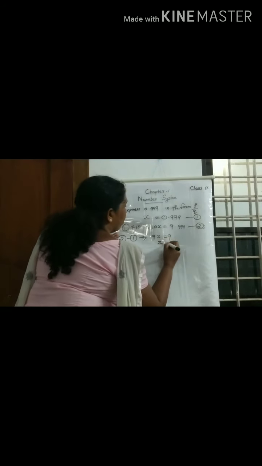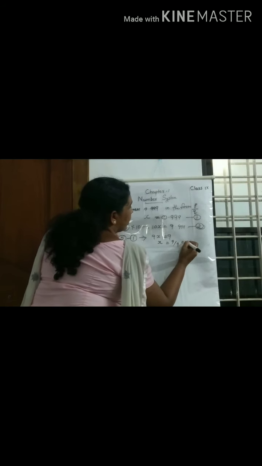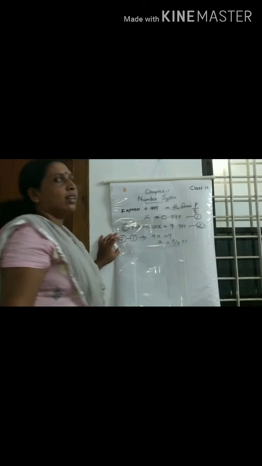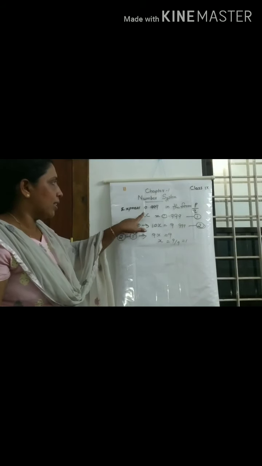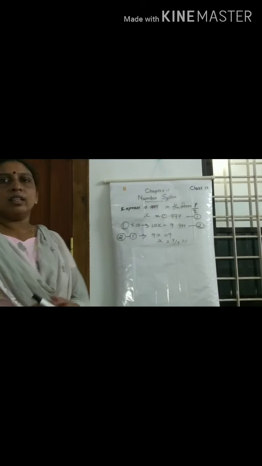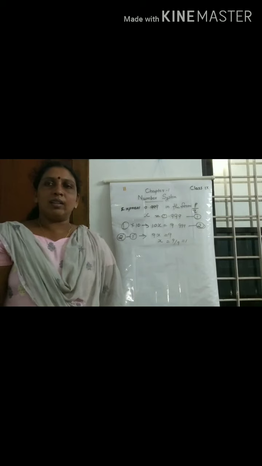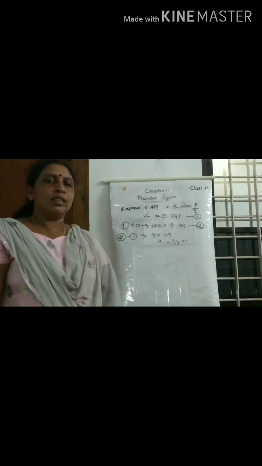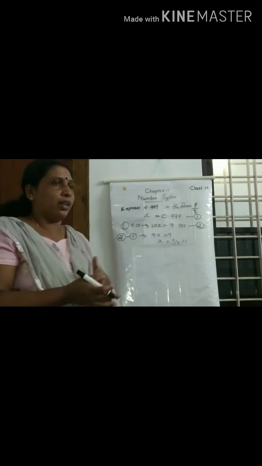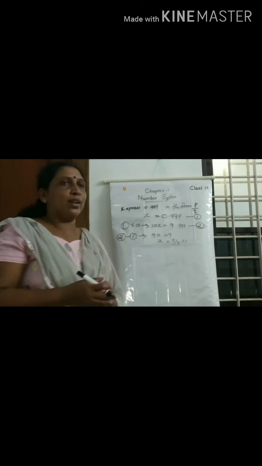Then we can find the value of x. 9 by 9, what is it? 1. Then our question is x is equal to 0.99. Then what we get? x is equal to 1. Is it correct? See, there is a difference. x is equal to 0.99, here x is equal to 1.